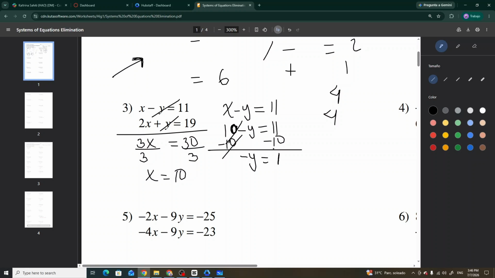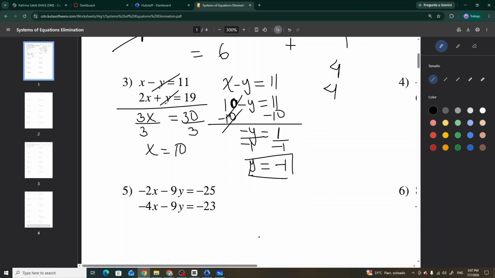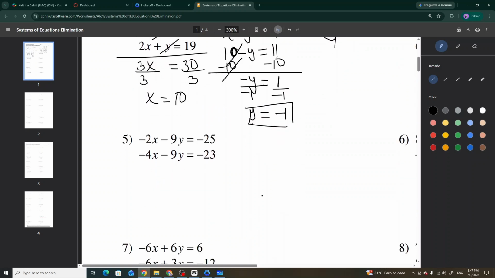And I cannot have a negative variable. I have to divide by negative 1 to get rid of the negative in the variable. Negative over negative, now the y becomes positive, and 1 over negative 1 is negative 1. Now you will see the difference, because I have to do something to get rid of one of the variables.